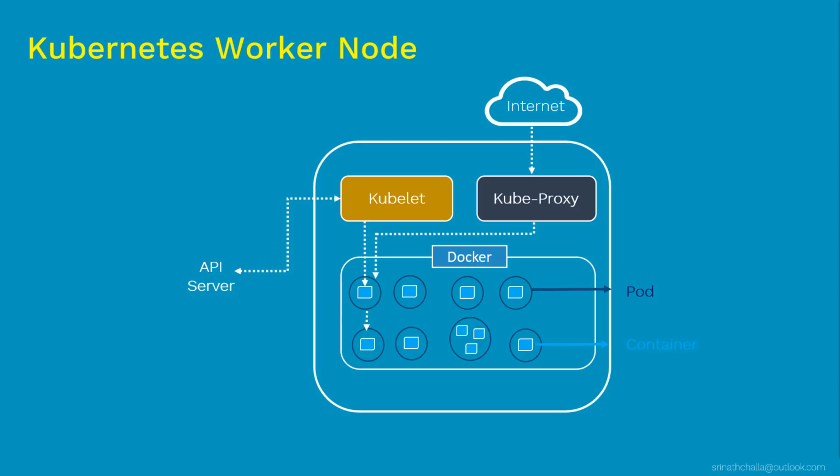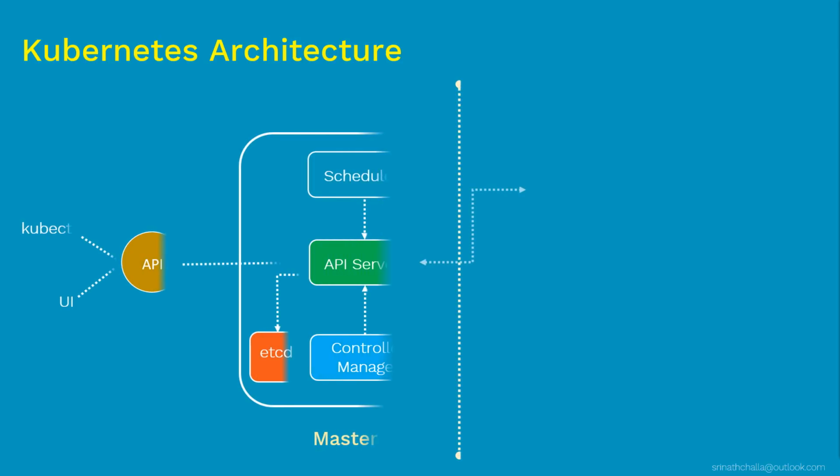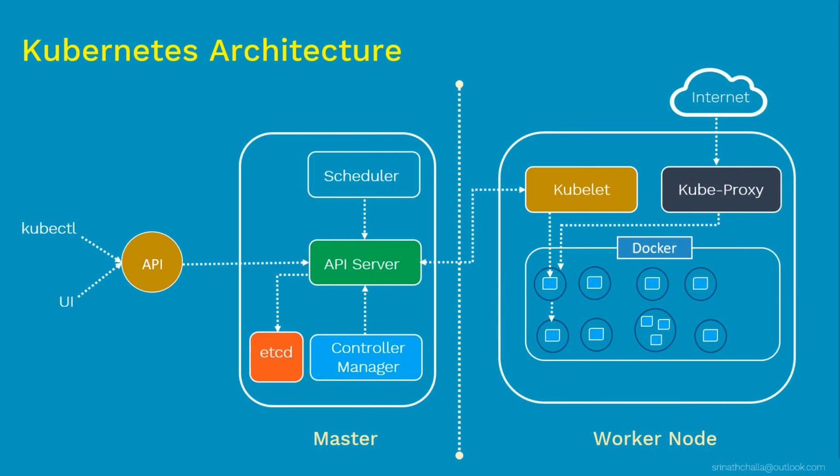So far we have seen the Kubernetes master and the Kubernetes worker node in two separate sections. And now let's combine these two. If you combine these two, this is what you get: the complete Kubernetes architecture cluster. As you can see, on the master node we have the API server, scheduler, controller, and etcd. And on the client node, we have kubelet, kubeproxy, pods, and containers.